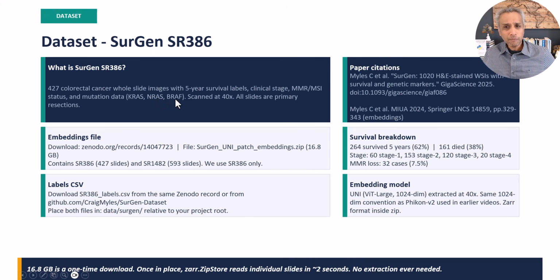So to follow along with this tutorial, you need these 2 files. The embeddings file, download from Zenodo right here, and the labels file, download from GitHub, the link given down here.